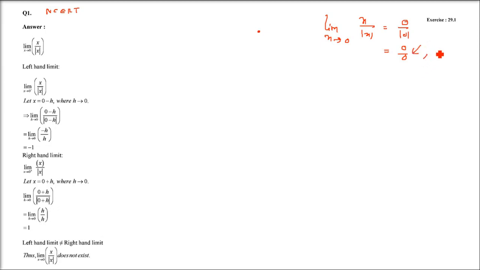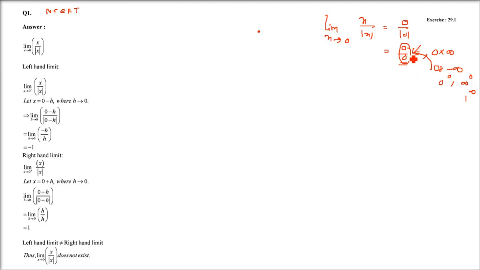You have 0 by 0, 0 into infinity, infinity minus infinity. We have others also, like 0 to the power 0, infinity to the power 0, 1 to the power infinity. All these boil down to 0 by 0 only, and that is indefinite. All these forms cannot be computed. So 0 by 0 is, of course, an indeterminate case.